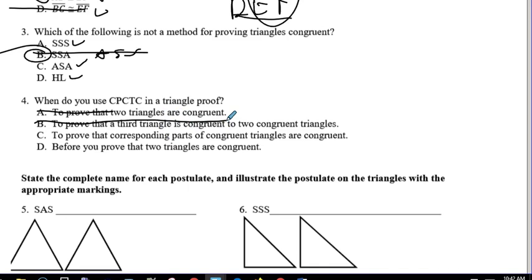To prove that corresponding parts of congruent triangles are congruent? Well, let's see. CPCTC. That's like the definition. And just to check, before you prove triangles congruent. Nope. It's always after. So go ahead and change that there. It's after you prove. It's always the last step. Very important. Change that word before to after.